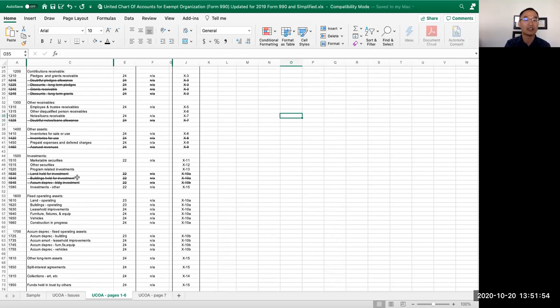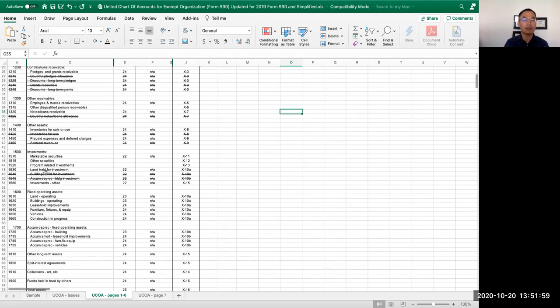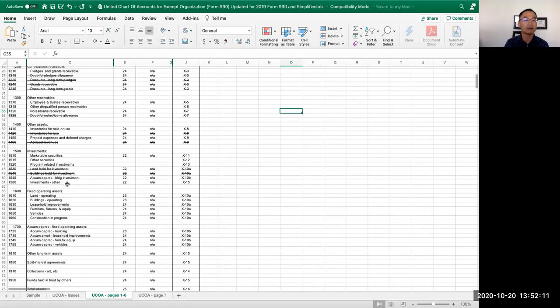Even if you want to look at detail, you go to GL and that one transaction. And the investment, we have the securities, we have other securities, the program-related investments. So these are all from the Form 990. So we still keep there. Investment, others, we keep there.